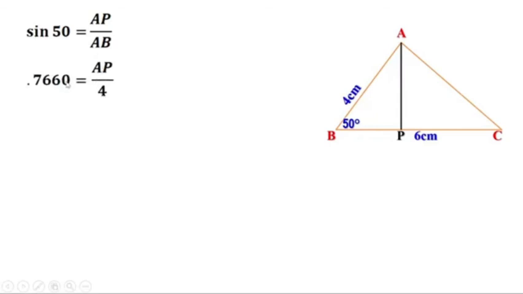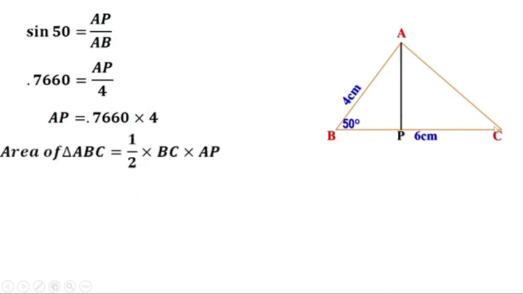Substituting the values, value of sin 50 is 0.7660 is AP divided by 4. AB is given 4. Cross multiplying we will get AP is equal to 0.7660 into 4. Clear, children? That means if the opposite side is to be found and hypotenuse is given, we can use sin. If the adjacent side is to be found, we can use cos. That is the height. AP is your height. Height is 0.7660 into 4.